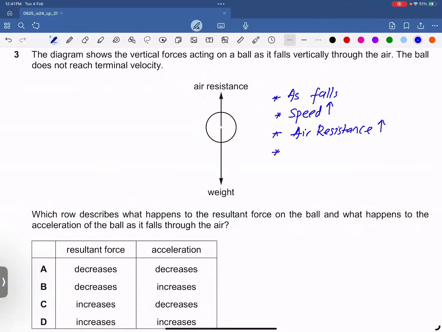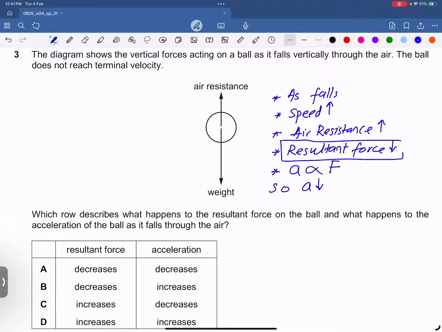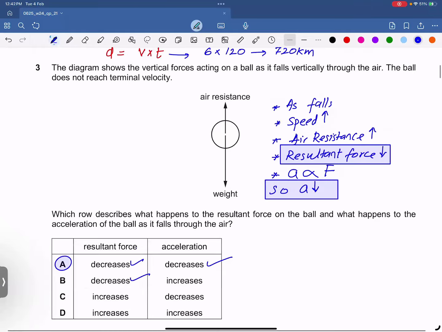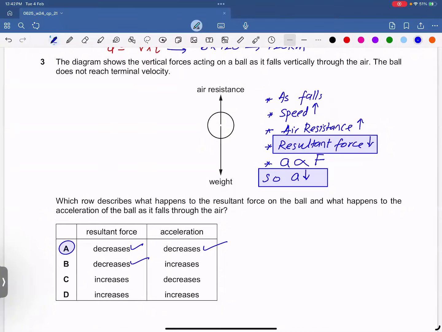When air resistance increases, the resultant force acting on the ball will decrease because more and more force is opposing you. Since you know acceleration is proportional to resultant force, acceleration will also decrease. So from here, you can choose: the resultant force decreases, so the acceleration decreases. Both decrease, the option is A. It's a very good question. Terminal velocity is a later concept. At terminal velocity, acceleration is 0, but they did not ask you over here.